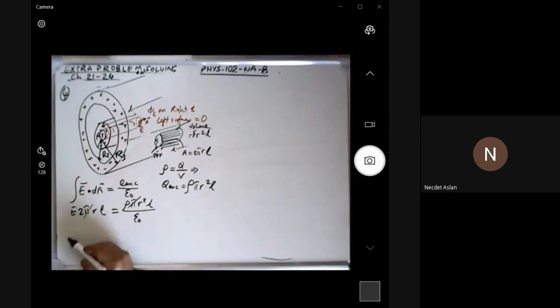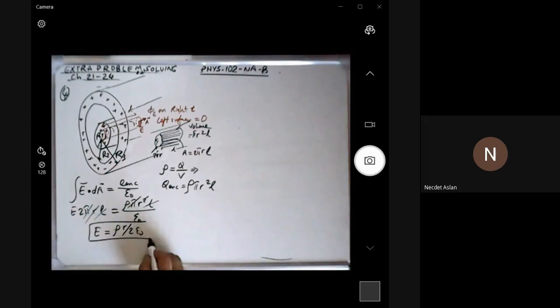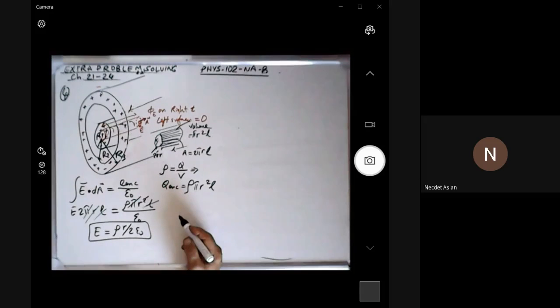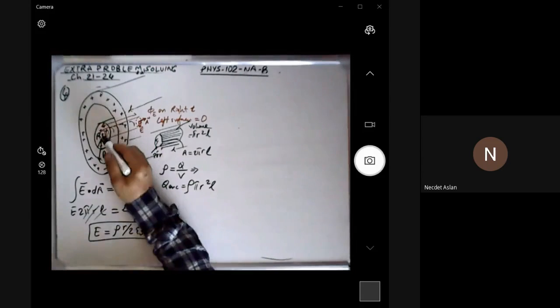Now what happens? The pi's will cancel, one of the R's will cancel, and the L's will cancel, and then we will have the electric field given by rho times R over 2 epsilon zero. It's a linear dependence on R inside this cylindrical wire, a solid wire, by the way, not metal. It cannot be a metal.